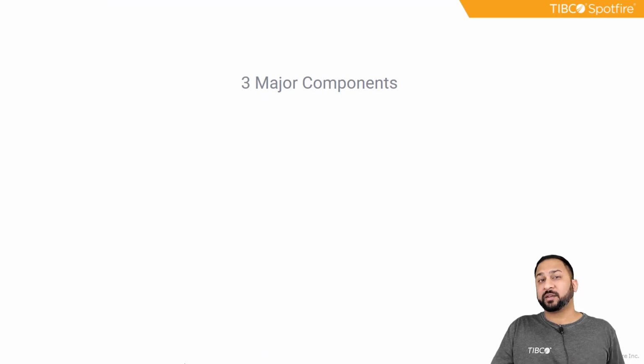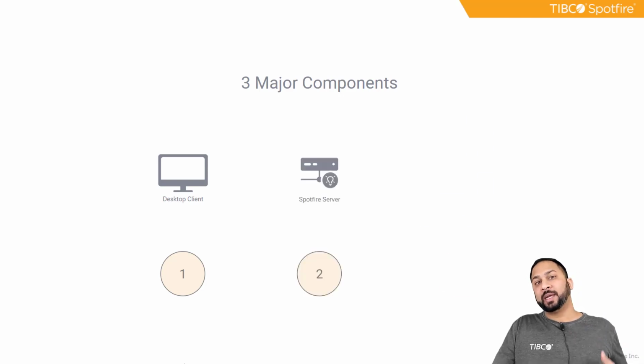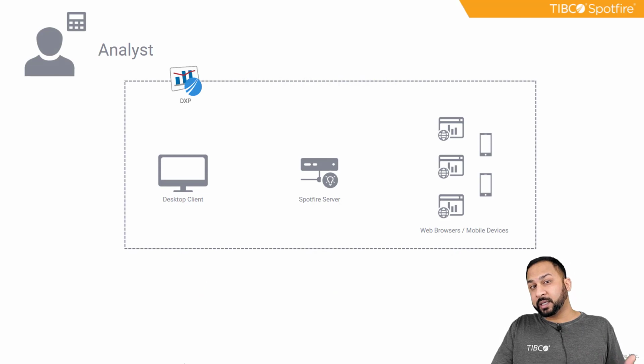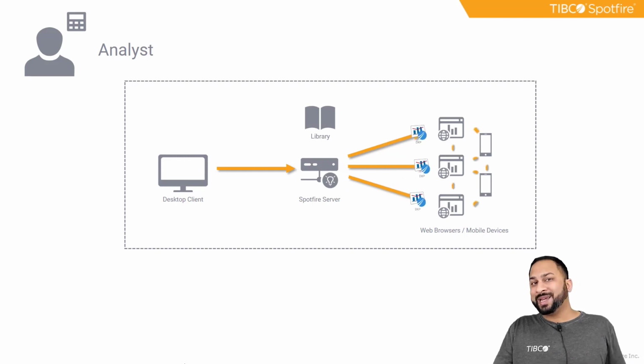Now, from a user perspective, there's three major components of the Spotfire environment. There is the desktop client, there's a Spotfire server environment, and then there is the web player, which is the web browsers and mobile device usage, so the consumption layer. And here you have an analyst, and the analyst can again create right on the desktop client. They'll create a Spotfire DXP file. They can save that into their library in the Spotfire server environment, and that can then be accessed on the web players by all the other users that have permission to access that analysis. So that can be used in the browser as well as in mobile devices.